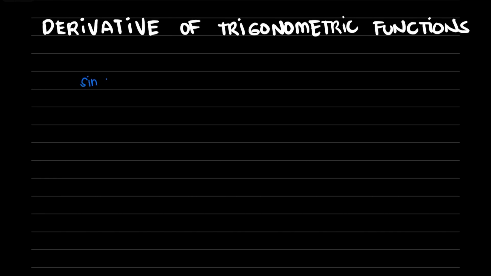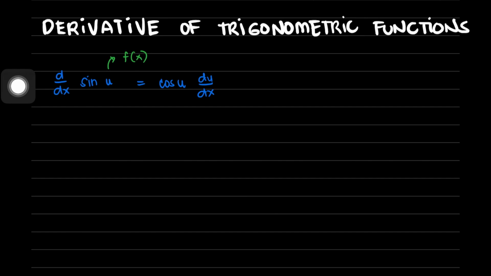So if we are given a trigonometric function sine of u, where u is a function of x, and if we're going to solve for the derivative of sine of u with respect to x, then this would now be equal to cosine of u multiplied by the derivative of u with respect to x. Right? So this would be our first formula.